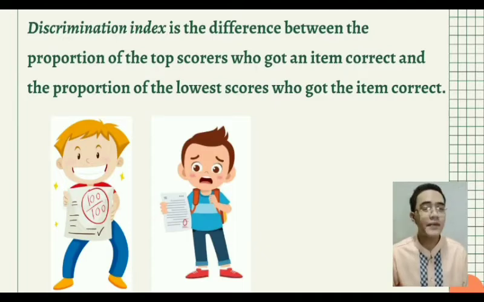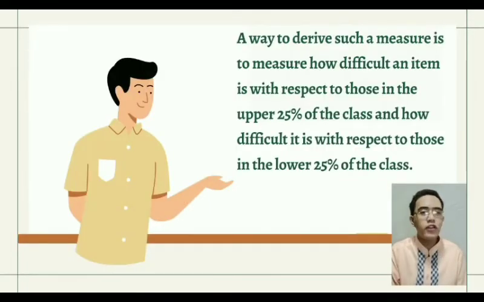Comprehensively, the discrimination index is the difference between the proportion of the top scorers who got an item correct and the proportion of the lowest scorers who got the item correct. A way to derive such a measure is to measure how difficult an item is with respect to those in the upper 25% of the class and how difficult it is with respect to those in the lower 25% of the class.